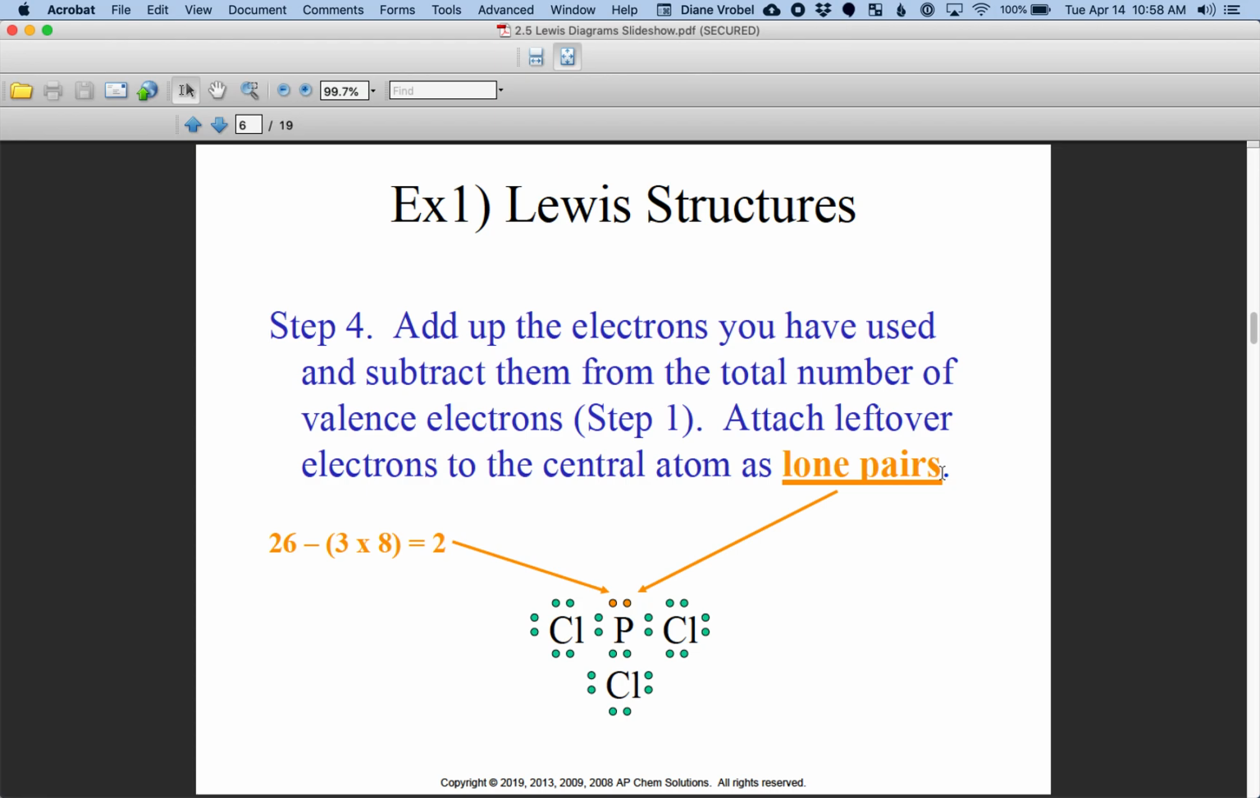Notice that in this situation they added up all the electrons they had for that molecule and were left over with 2, so they had to put 2 on top of phosphorus to finish off the molecular structure. So please remember that you want to fill the octet for the surrounding atoms, and then if there's anything left over, it goes into the central atom.